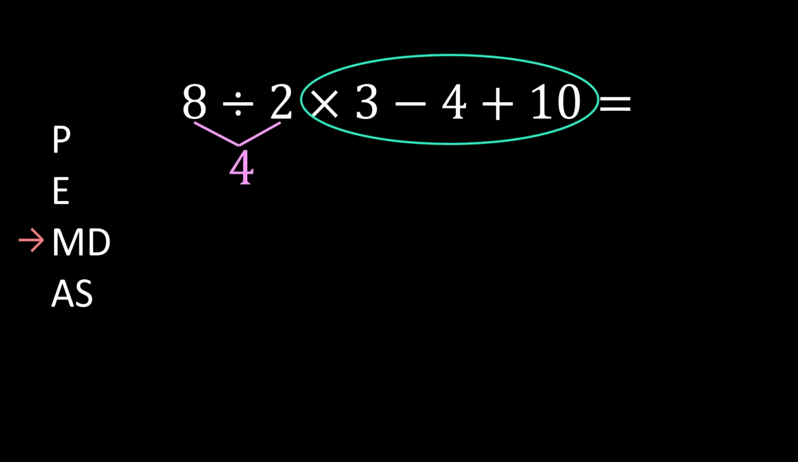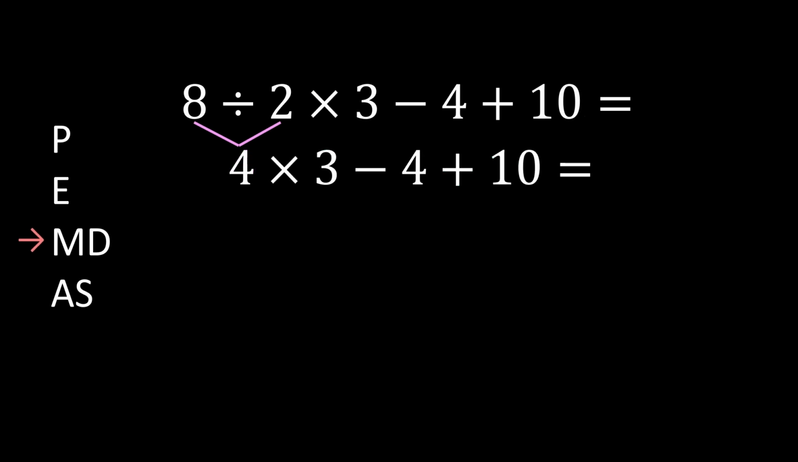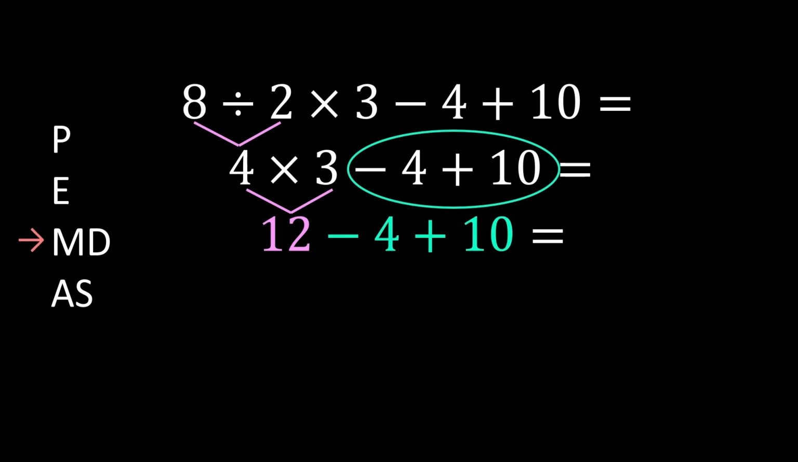Then I'm going to bring the rest of the problem down exactly how it is. Make sure you're not changing any signs or flipping any numbers around. Now we have 4 times 3 minus 4 plus 10. And there's still multiplication in the problem, so that's what I'm going to do next. 4 times 3 is 12. And then just like before, I'm going to bring the rest of my problem straight down. So I have 12 minus 4 plus 10.